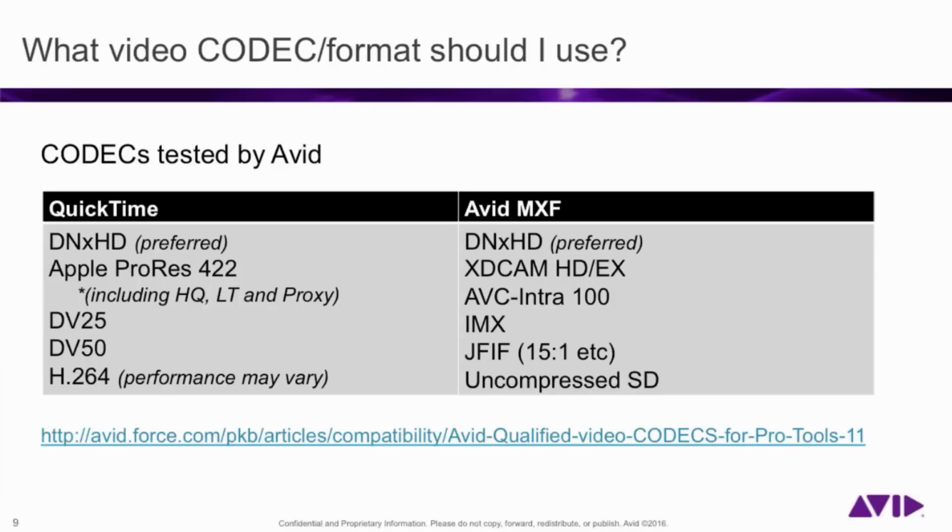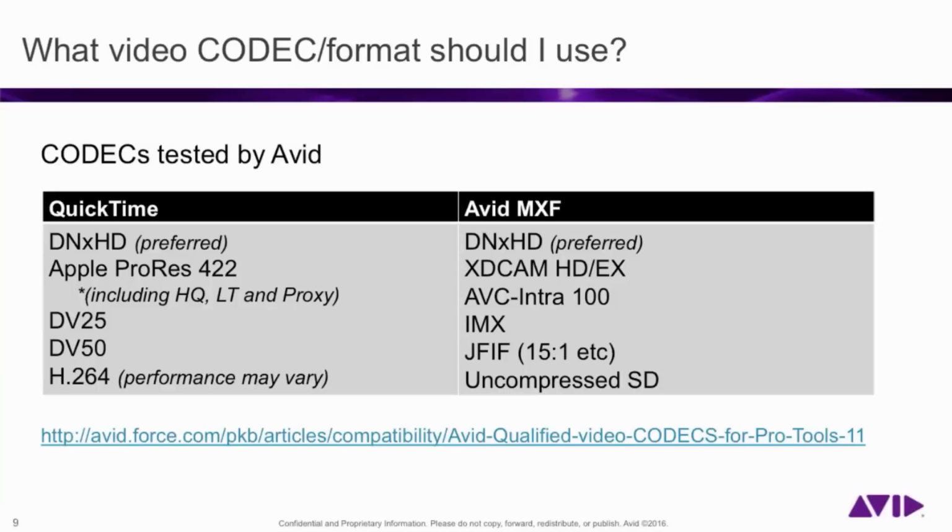DNxHD is for both the preferred codec, because mainly it gets the most testing with our own. It's an Avid developed codec. Apple ProRes for QuickTime, XDCAM HD and XDCAM EX for MXF. They're very commonly used amongst our clients. AVC-Intra 100 is also fairly common. IMX and JFIF are, I think, more there for legacy reasons. DV25 and DV50 for QuickTime are often used for SD playback.